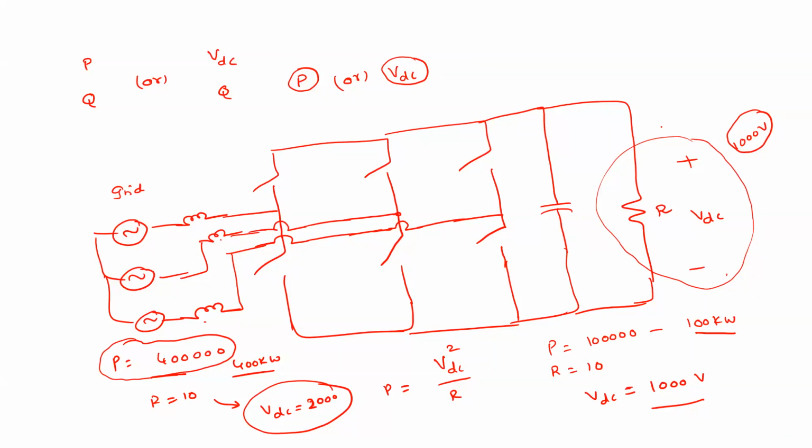So let us assume you're fixing this value, some VDC, for example, 900 volts. In that case, you cannot control the active power. Now the active power will by default become 900 squared by 10, somewhere around 81 kilowatt. So that is your active power. Okay.